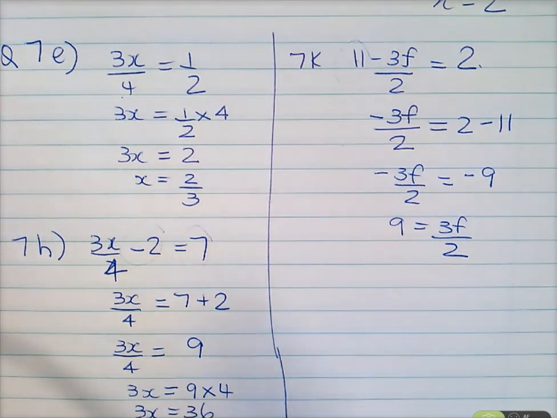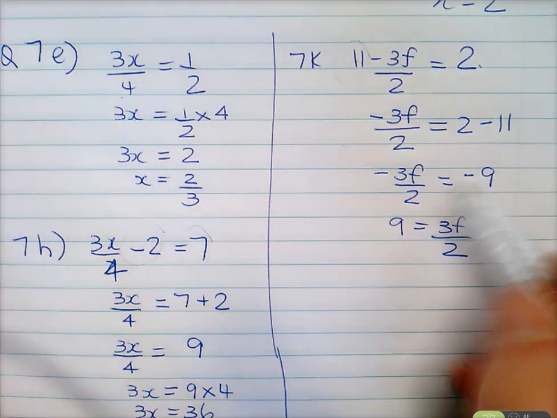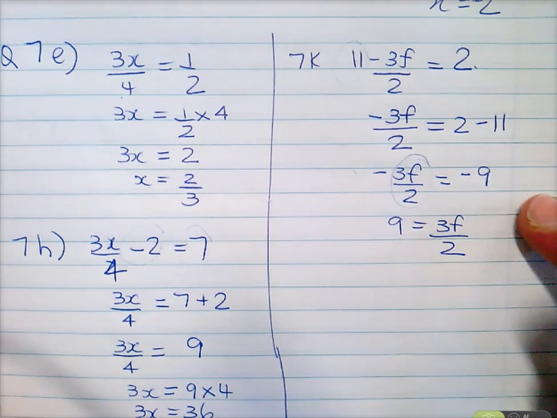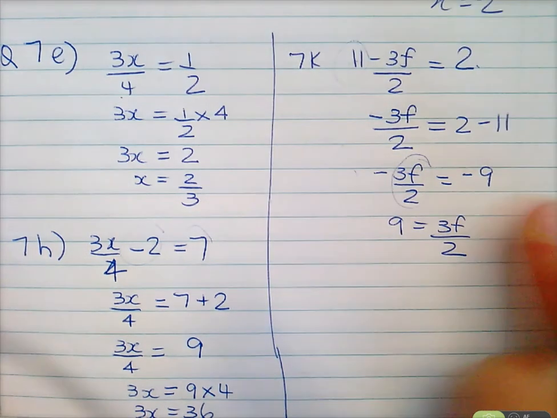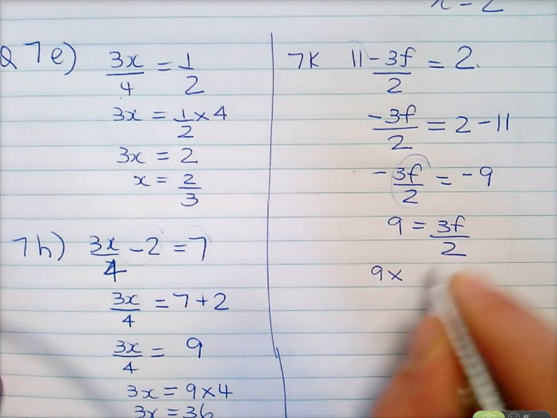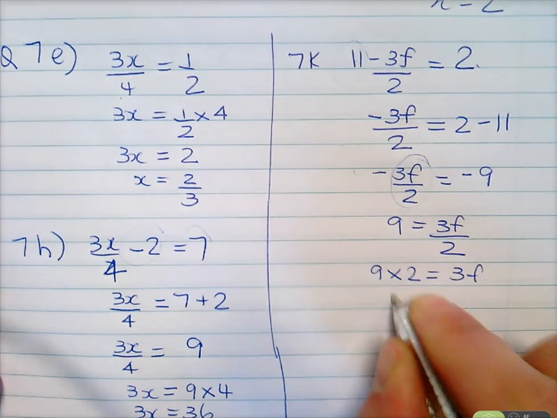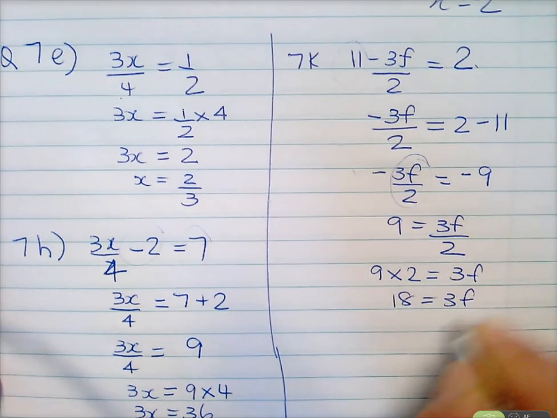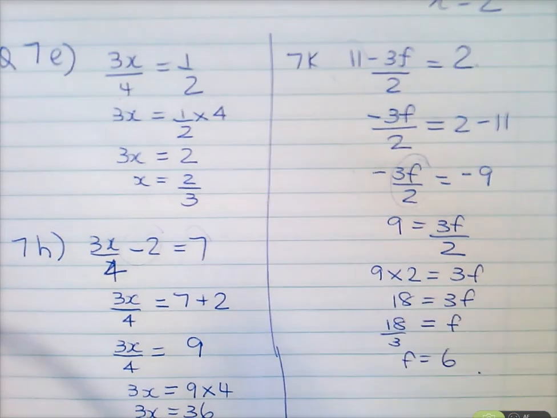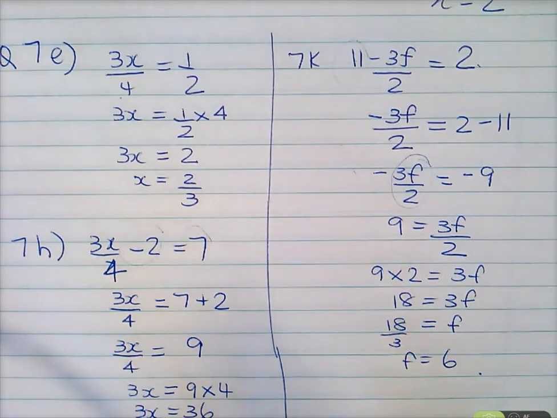Just keep them where they were and just take the negatives away from both. Girls, pick this up, plus 9. Pick up this whole thing. It's the positive of that. It's plus that. Now, times 2. 3f divide by 2. Now what do I do? Divide by 3, f is 6.